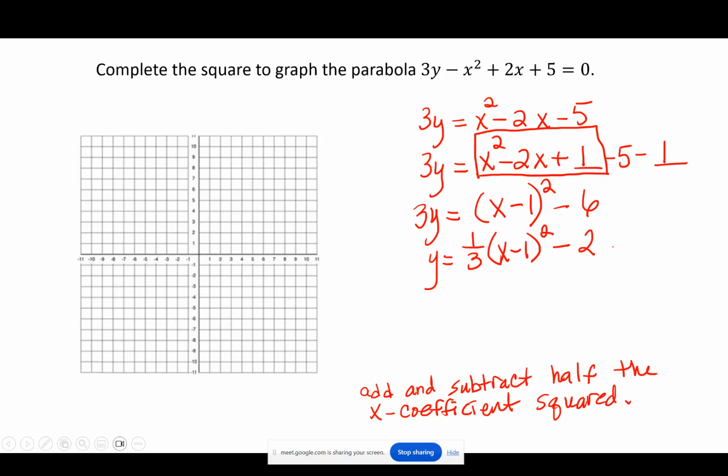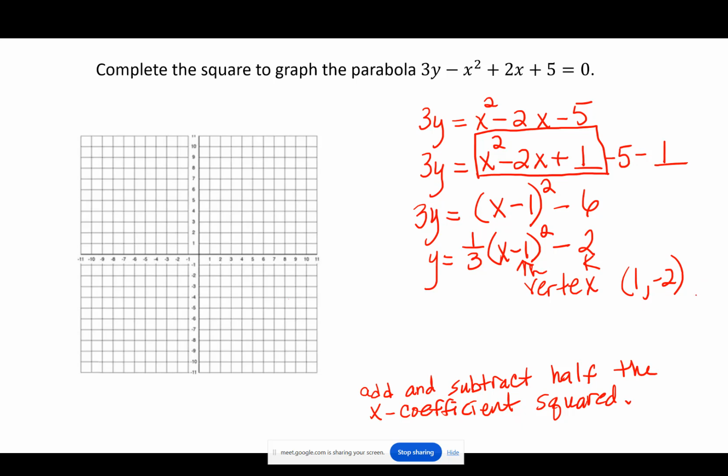So we left that 3y on the left side. We didn't do anything to it. We just left it alone. And then once we completed the square and got all that done, we can now divide the two terms on the right by 3 to get y by itself. Okay, so I can see here that the vertex is going to be (1, negative 2), because I've got my h here and my k here.